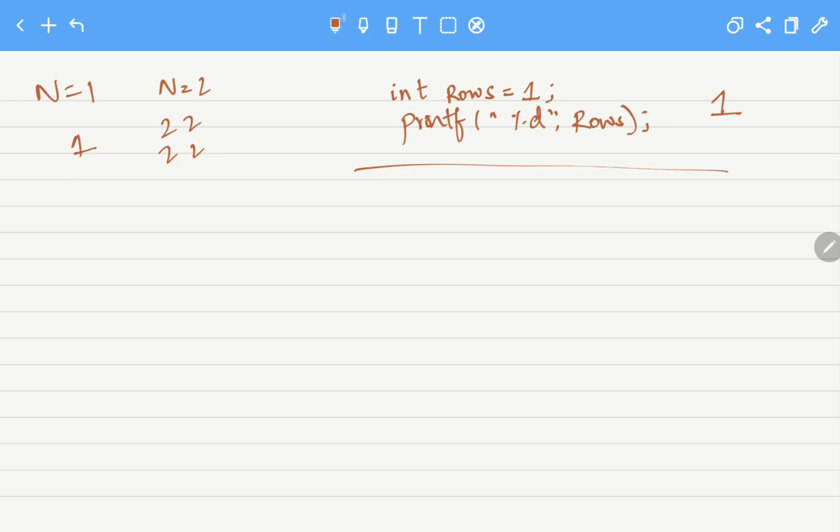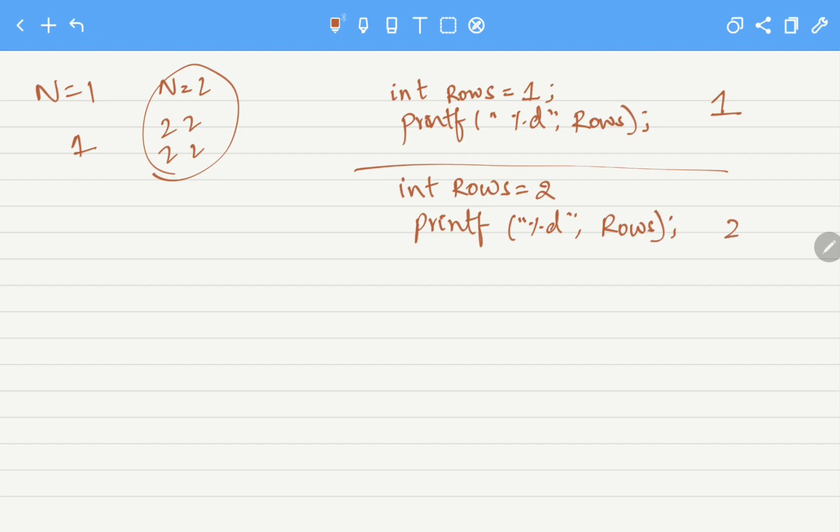So if you want to print this pattern, what will you do? Again you will write rows equals 2, printf %d rows. So this will print 2. Again you want 3 more 2's, right? What will you do? printf %d rows. Again it will print 2 over here.